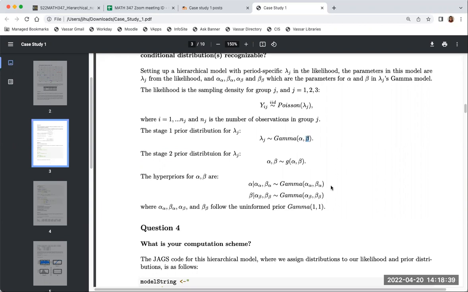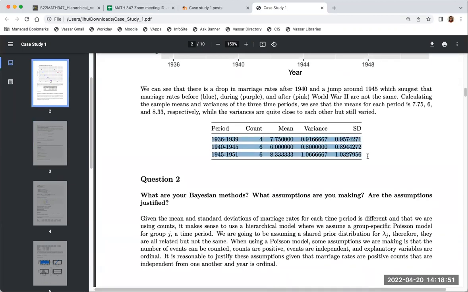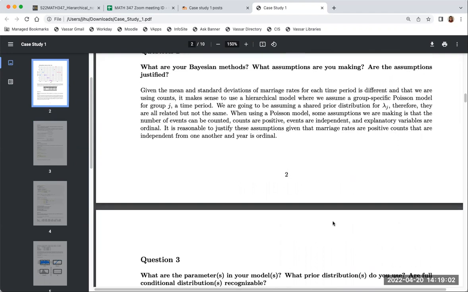So that is an indirect way to say that if this is one, and this is also one, nothing is really being shared anymore. Just like what Carl pointed out earlier, that is equivalent to fitting 3 separate models. I'm not letting anything be shared across the groups. Make sense? Okay.